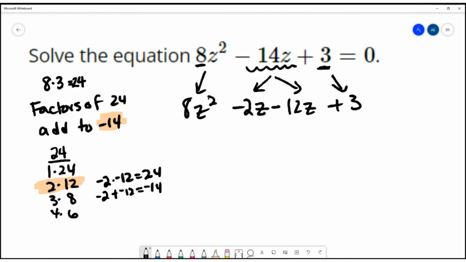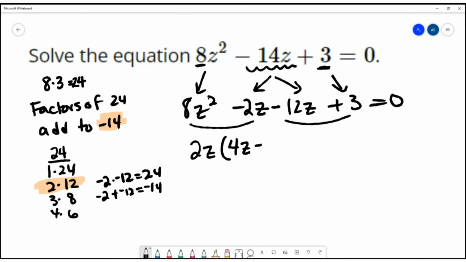Now that we have 4 terms, we're going to use that grouping method. Group 2 at a time together. Group the greatest common factor out of each group. So for the first group, I have 2z as my greatest common factor. If I factor that out, I get 4z minus 1. For the second group, I have a greatest common factor of 3. And since this is negative, I'm going to make this one negative. So let's factor a negative 3 out. Factoring in negative 3 would leave me with 4z minus 1.